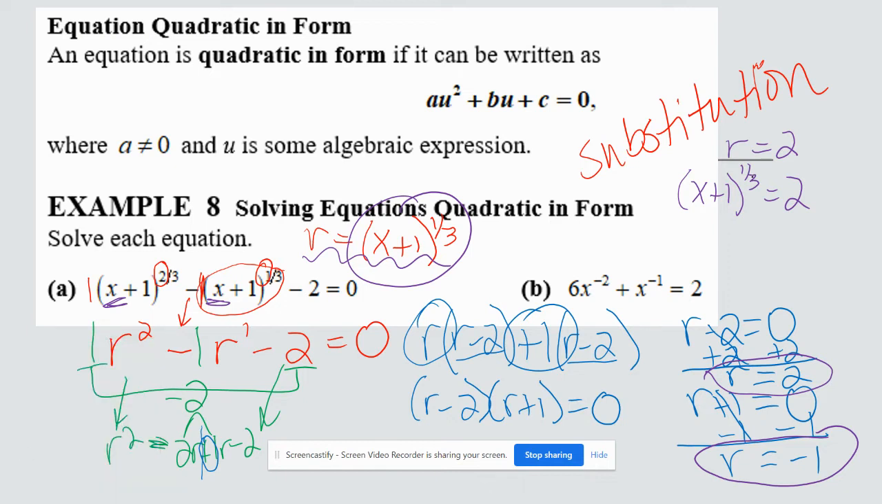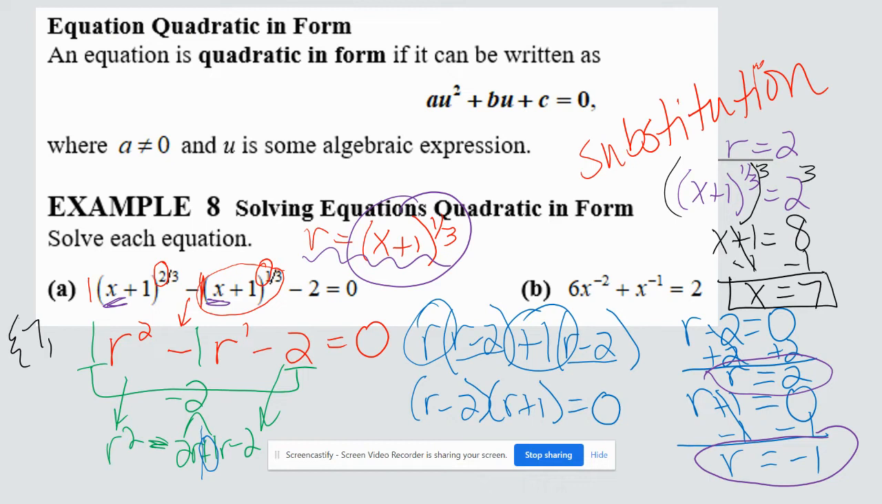The reciprocal of 1/3 is 3. So we're raising both sides to the 3rd power. 1/3 times 3 is 1. So it frees that x plus 1. 2 to the 3rd power is 8. Subtract 1 from both sides, and we have x is equal to 7. So our first solution would be 7.